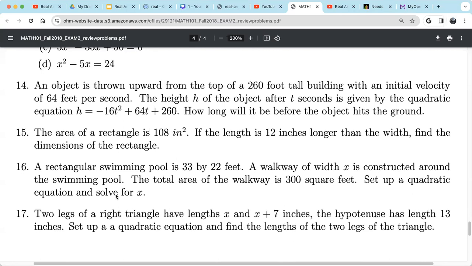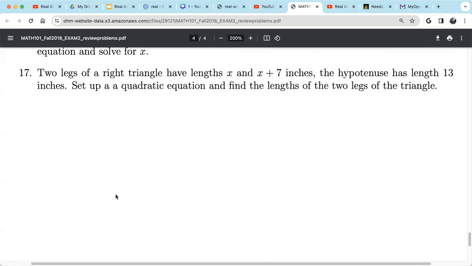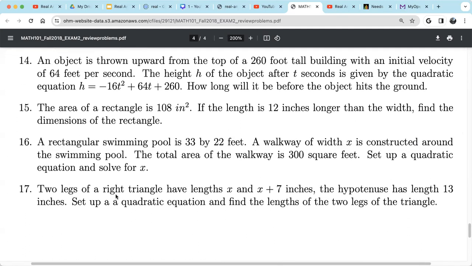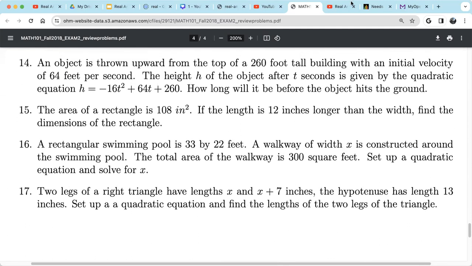Now let's see these word questions. So the total review only has 17 questions, which is pretty good, right?